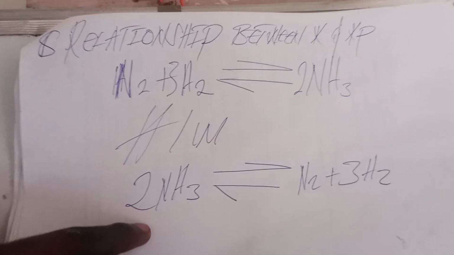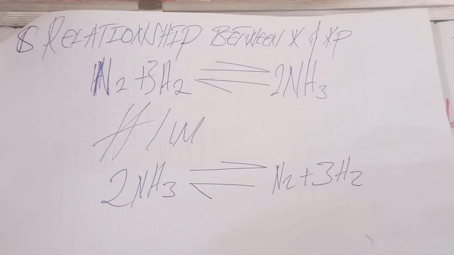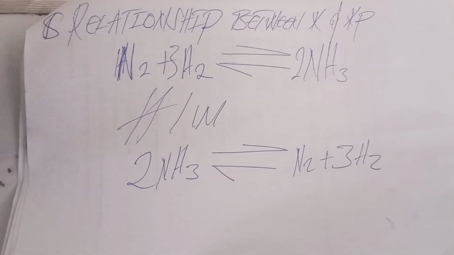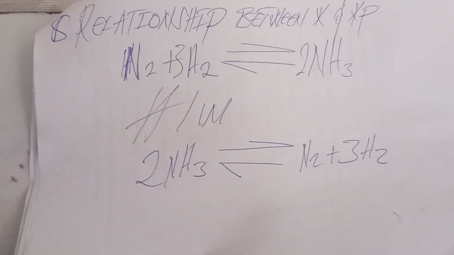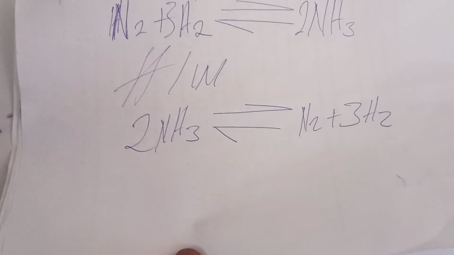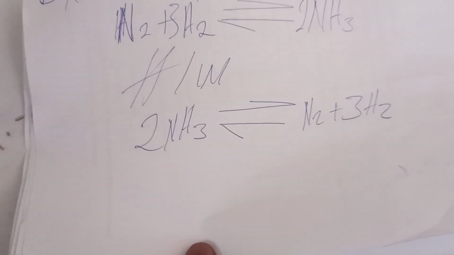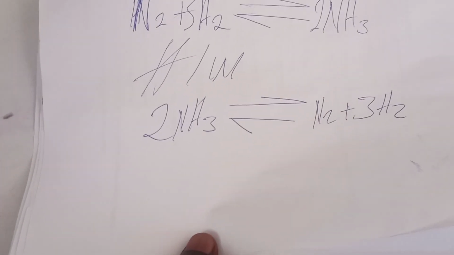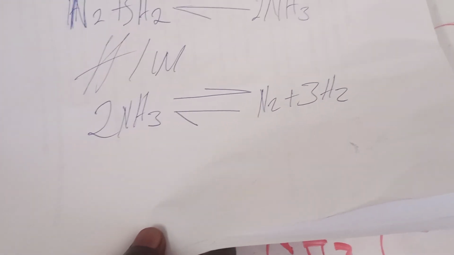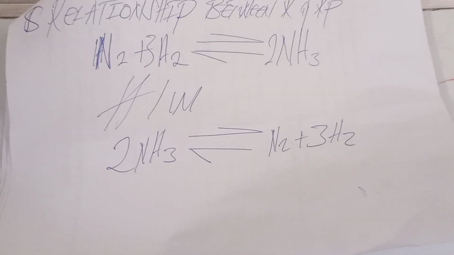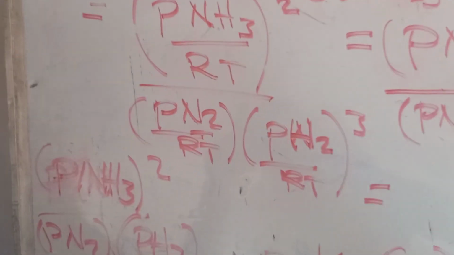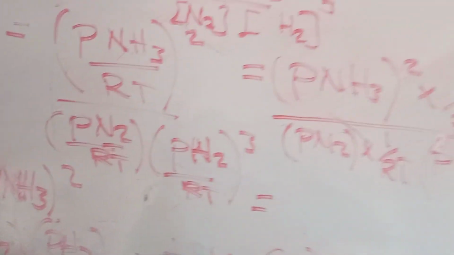Hence, I would like to leave you with this homework. The homework is for you to find the relationship between Kp and Kc in the decomposition reaction. This was the Haber process, which is a combination to form ammonia, but this is a decomposition. You're trying to break down ammonia into nitrogen and hydrogen, and try to find the relationship between Kp and Kc. This marks the end of chemical equilibrium problems calculations. See you in the next episode.